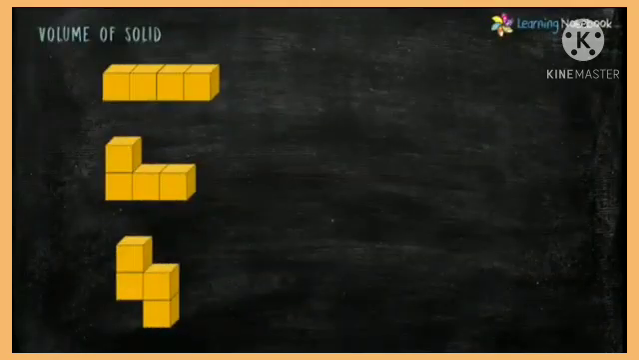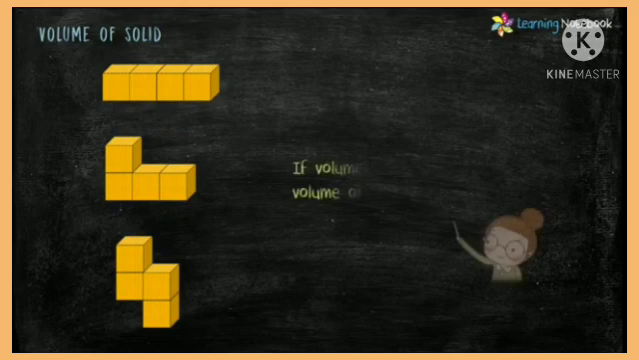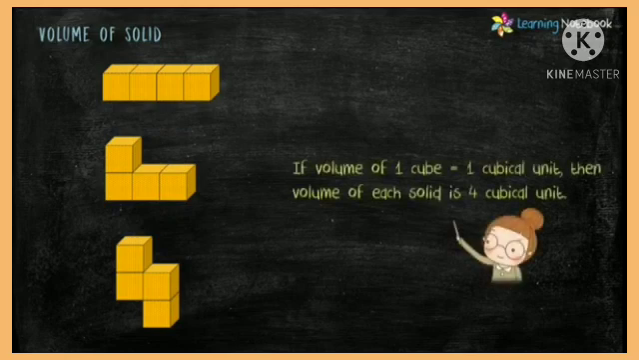Students, we can measure volume of solid with the help of unit cubes. So, number of unit cubes that can be arranged to completely fill the space is the volume of the solid shape. Like in the solid shapes shown here, if volume of one cube is equal to 1 cubical unit, then volume of each solid is 4 cubical units.